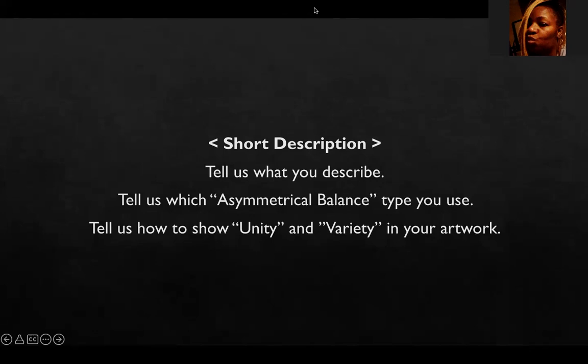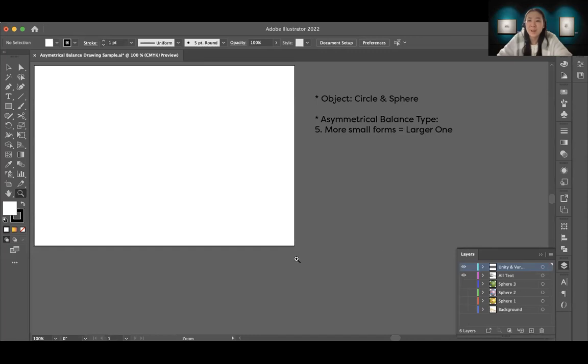Professor, we're basically picking an object? Yes, any object. An object or a theme, it doesn't matter. Any subject, yep. Okay.